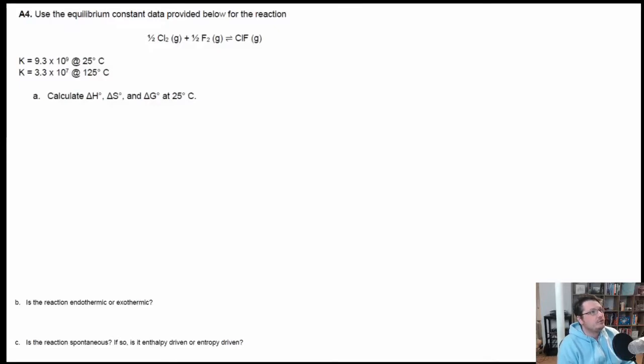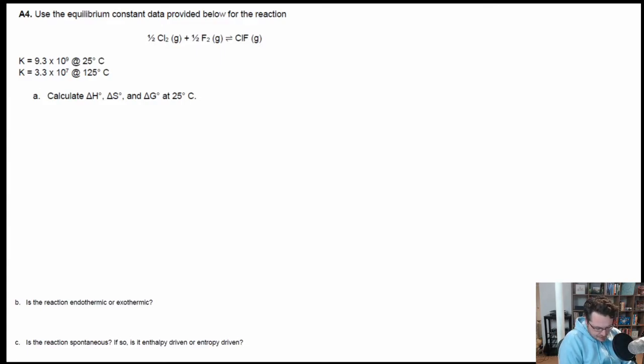Cases, back to using thermodynamic values to calculate different things. And this one requires you to maneuver your way through a variety of different equations to get the different values that you're looking for. So looking at this, we're looking at half of chlorine gas plus half of fluorine gas forms ClF gas. In these cases, we're given K values at two different temperatures, one at 25 degrees Celsius, one at 125 degrees Celsius. And the first step is to calculate what delta H is, delta S, and delta G at 25 degrees Celsius in these cases.